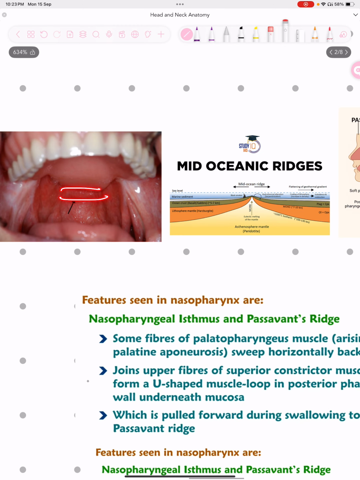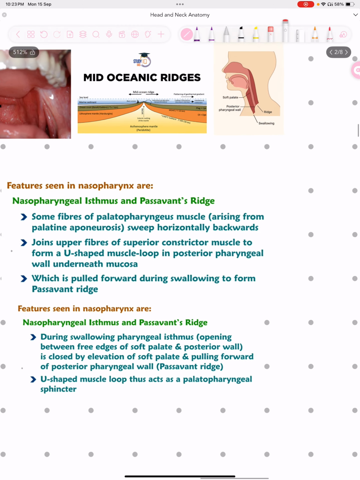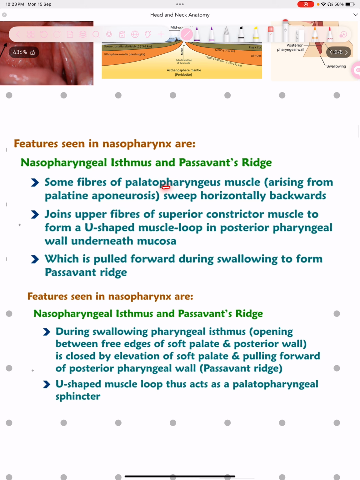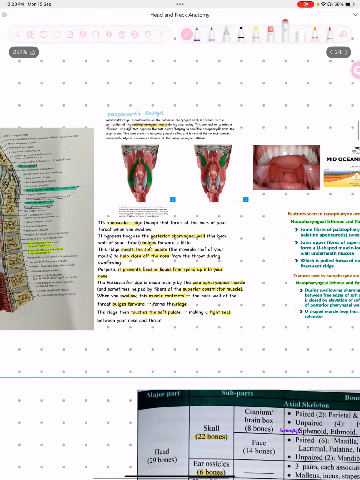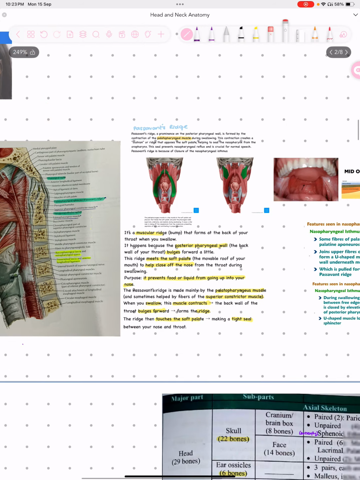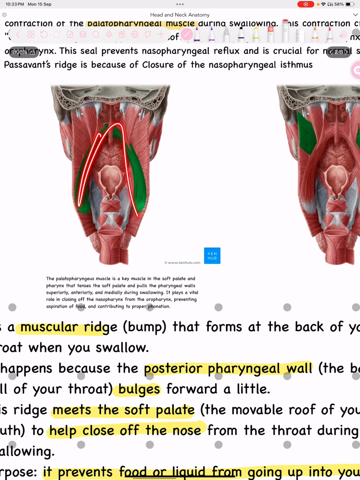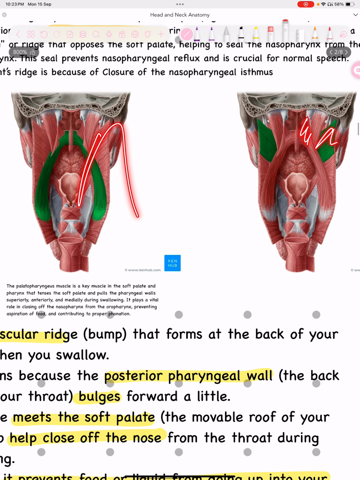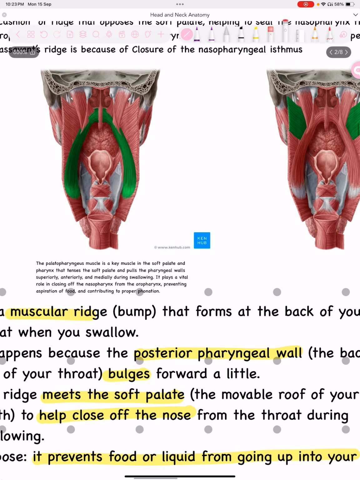So here you can see this is the ridge, right? These are the details. Some fibers of the palatopharyngeus muscle. Now, the palatopharyngeus muscle is a muscle that arises from the palatine aponeurosis. So here let's go back. This is the palatopharyngeus muscle. It arises from the palatine aponeurosis. Here is the palatopharyngeus muscle, you can see, and this is the superior constrictor muscle. Photos are taken from Kenhub.